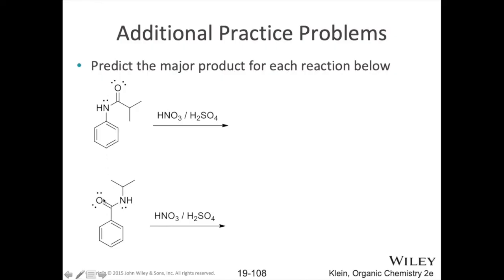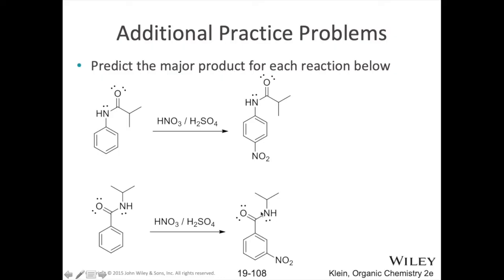All right. Now here we have a carbonyl, which again should make you think deactivating group, and that's the case. It's going to be a meta director. So here you can see the nitro group shows up at the para position. Here it shows up at the meta position.